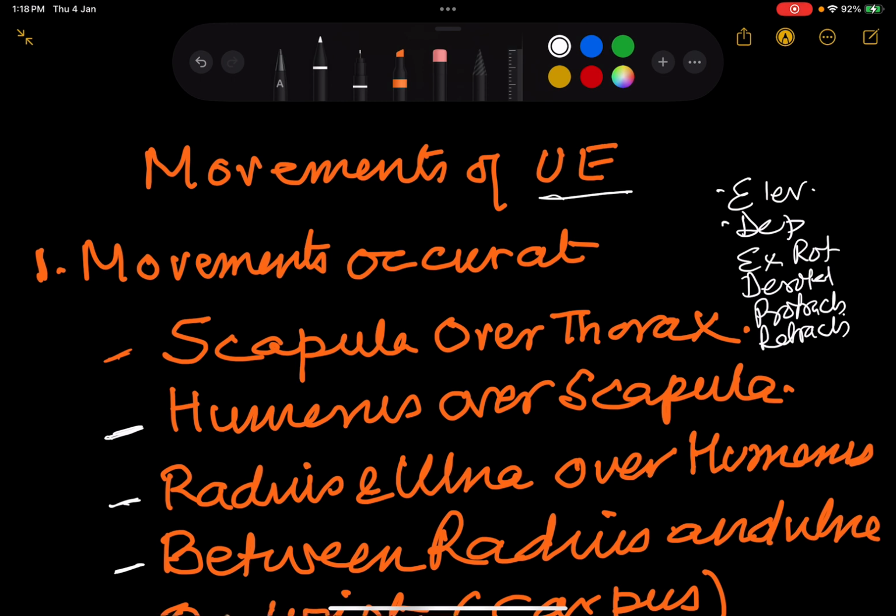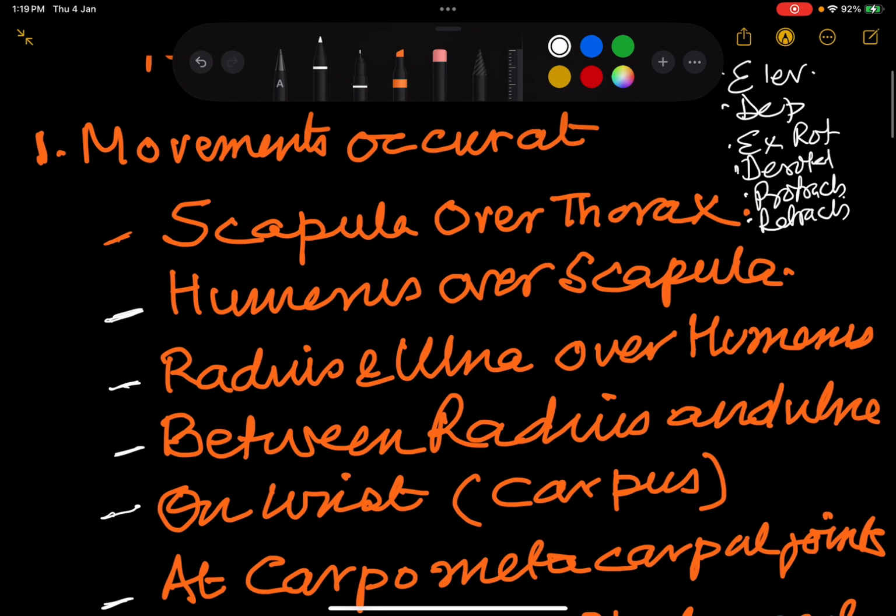So these are the movements between the scapula and the thorax, these 6 movements: elevation, depression, external rotation, derotation, protraction, retraction. And therefore these movements are called scapulothoracic. Then the humerus moves on the scapula, which is the scapulohumeral joint or the shoulder joint. And this is a triaxial joint.